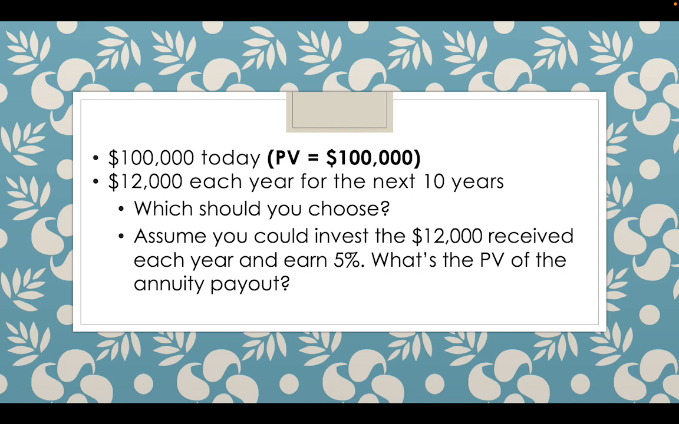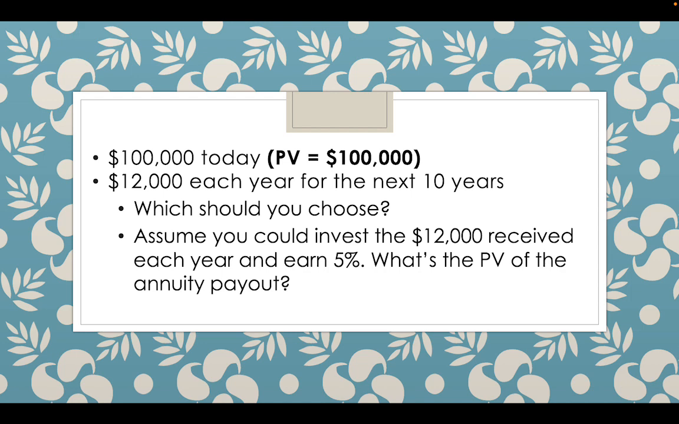It's the $12,000 that's kind of the problem, right? It's the $12,000 each year. So each year is a code here for an annuity. And we're going to take that money for the next 10 years if we take this option. So we have to make an assumption here about what we could do with that $12,000, right?